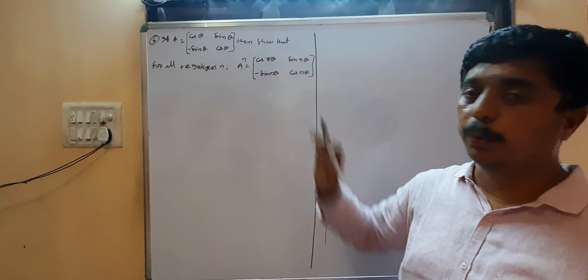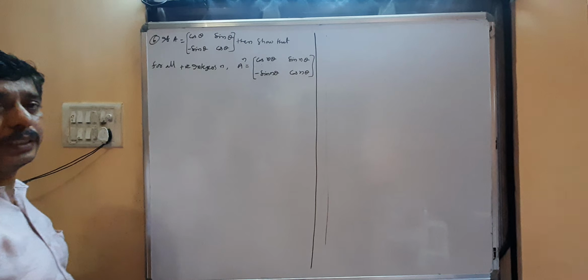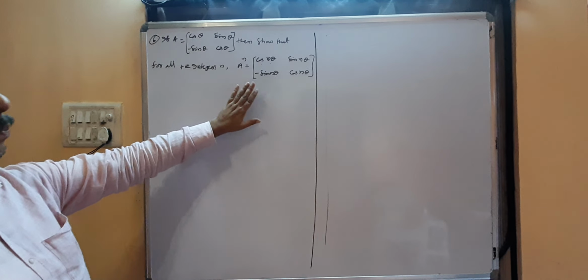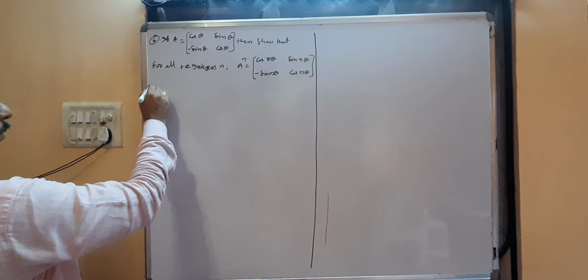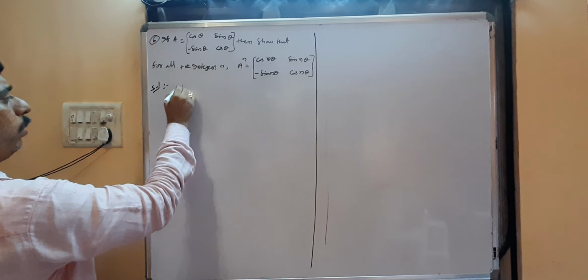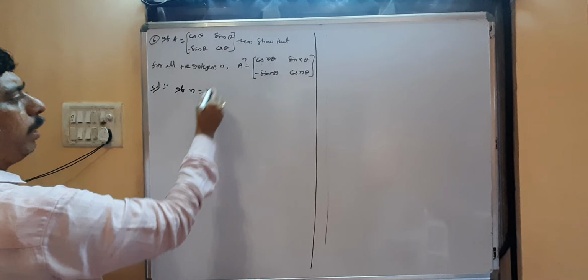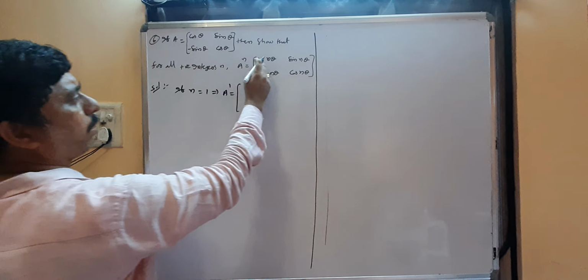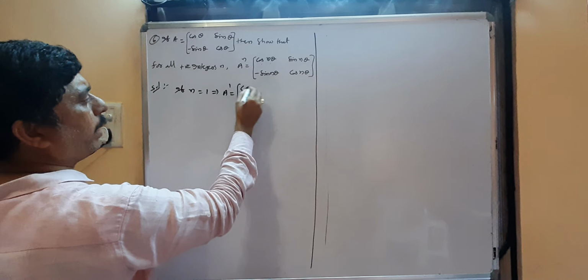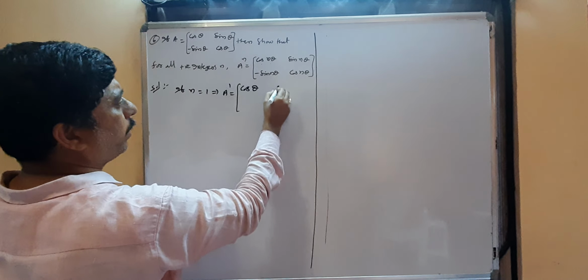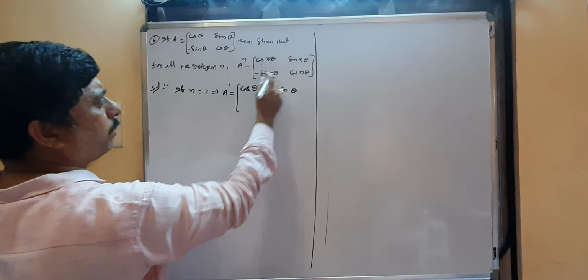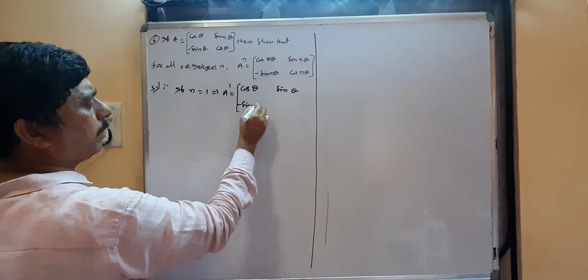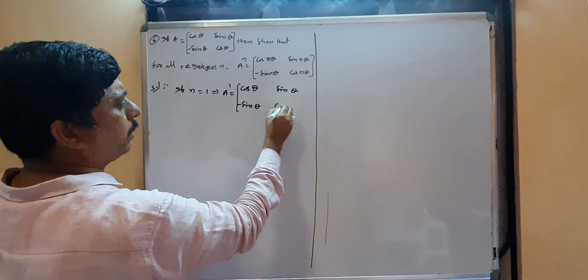Now we are going to prove this condition. A is given as cos theta, sin theta, minus sin theta, cos theta. You are going to prove that A power n value by using mathematical induction. So if n equal to 1, A power 1 means in place of n you can take 1. Cos 1 into theta is cos theta, sin 1 into theta is sin theta, minus sin theta, cos 1 into theta is cos theta.